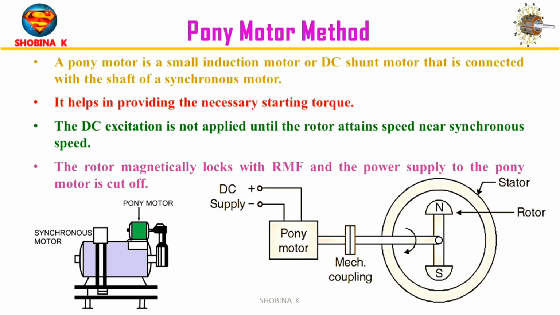The motor then continues to rotate at synchronous speed. That is, the magnetic locking takes place and the motor now runs as a synchronous motor. After this, the pony motor's DC supply is switched off. So the pony motor will not play any role in running condition. So it is used just for the sake of starting the synchronous motor.